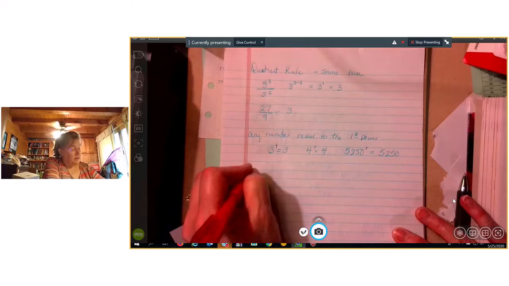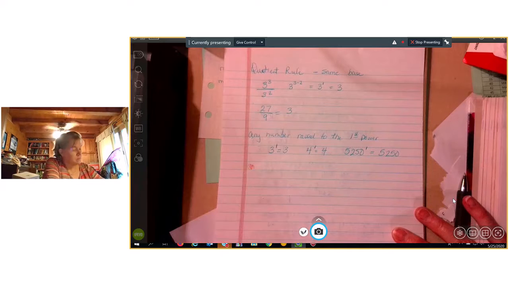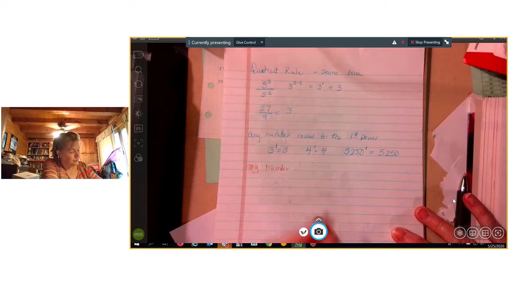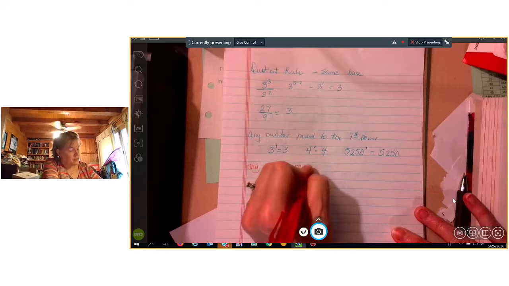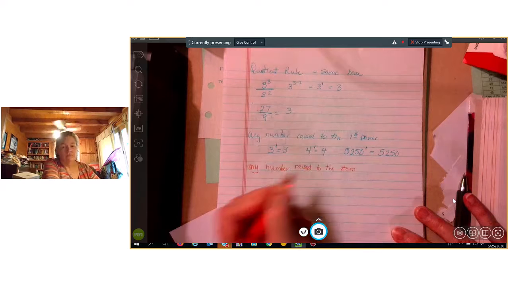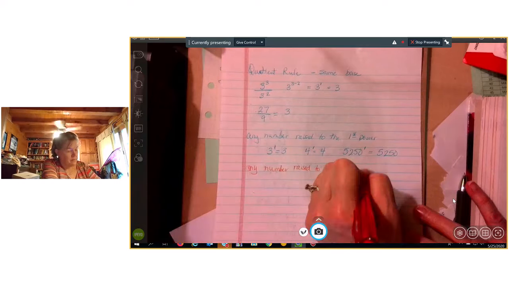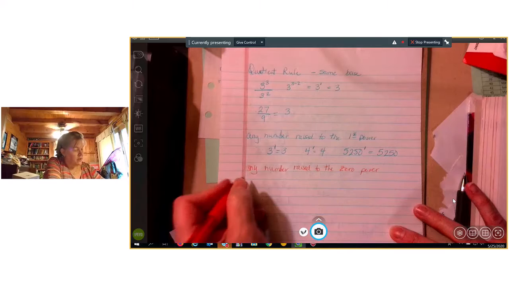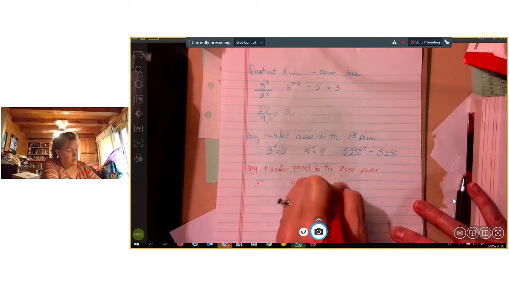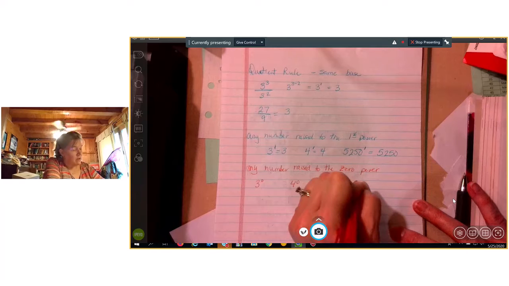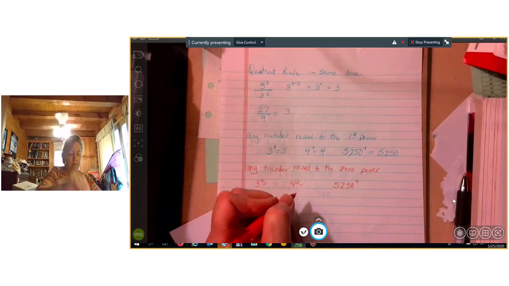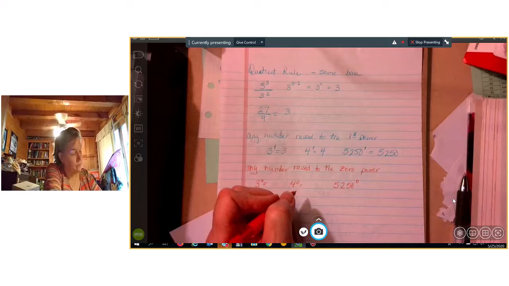Any number raised to the 0 power. So 3 to the 0 power, 4 to the 0 power, or 5,250 raised to the 0 power, those are always going to be equal to 1.